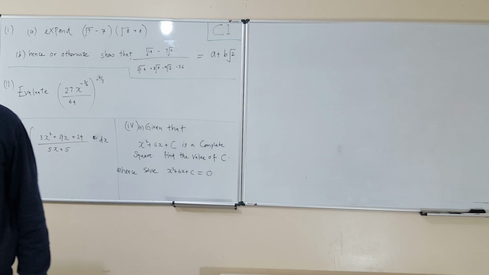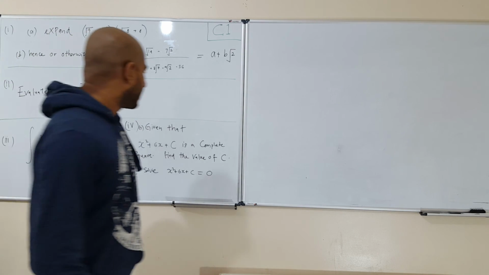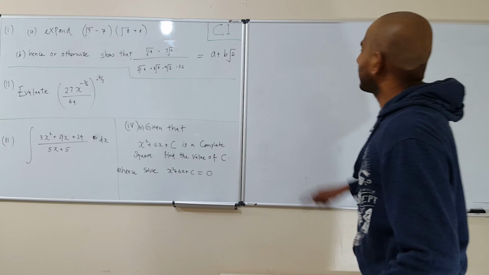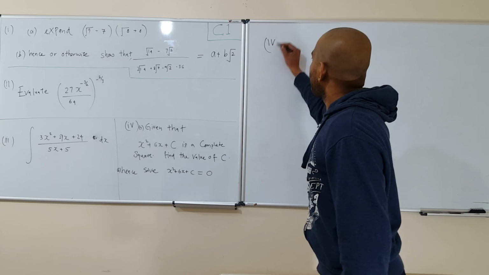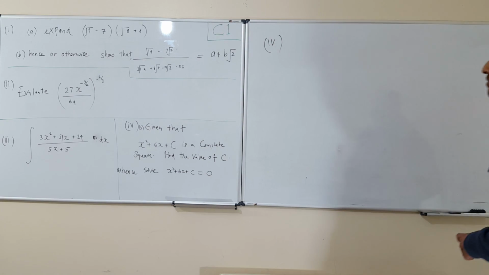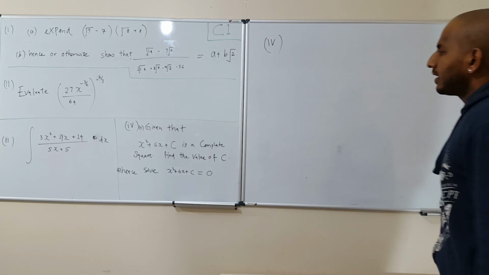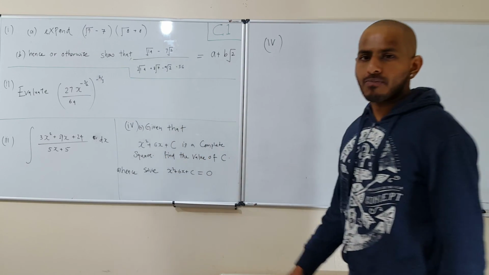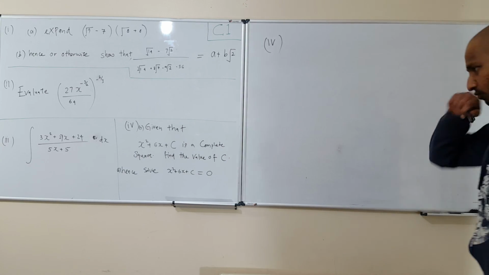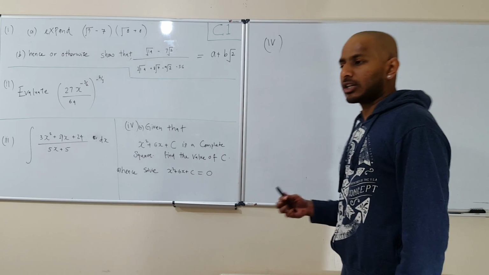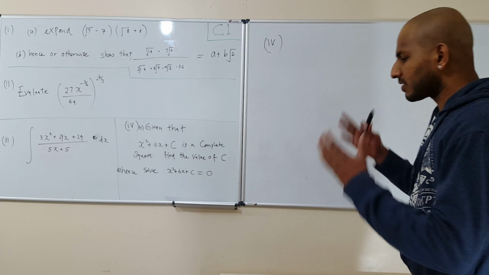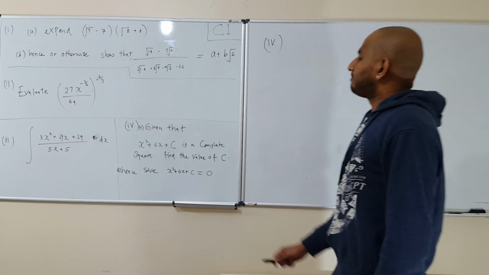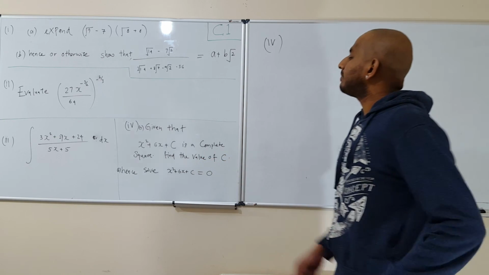So the last question is on, I think, quadratic functions or something. Quadratic functions, question number 4. Let's read it. It says given that x squared plus 6x plus c is a complete square. What they're saying is like a square number. It's like 2 squared, 3 squared. I mean, it's an expression you can write as a complete square. Find the value of c.